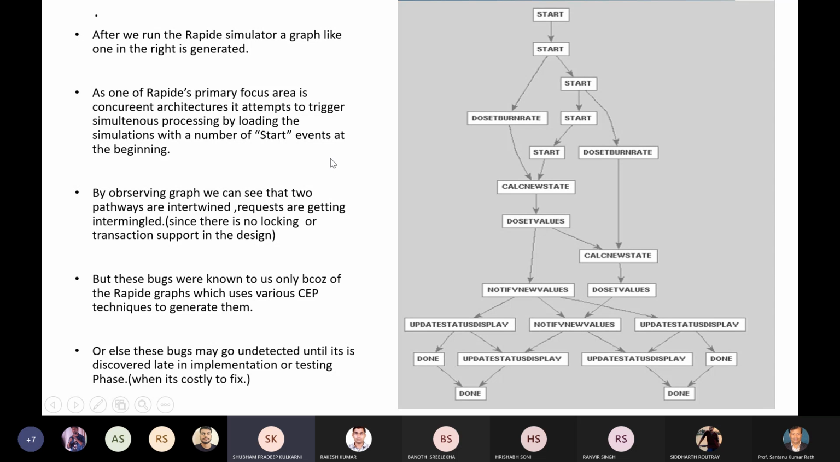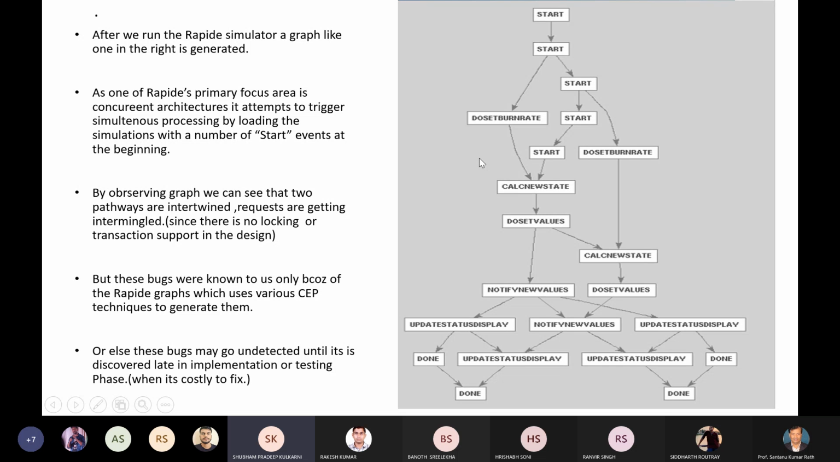Again, by observing the graph, we can see that 2 pathways are intermingled with each other. Requests are getting intermingled when we are having 2 players. So as you can see, the event calculate new state is intermingled by the start event of player 2 and also the do set burn rate of player 1. So these things are creating confusion. Since we have not written any locking or transaction support in the design that we have written, this thing is happening, that is, there is confusion about which event has to trigger the next event.